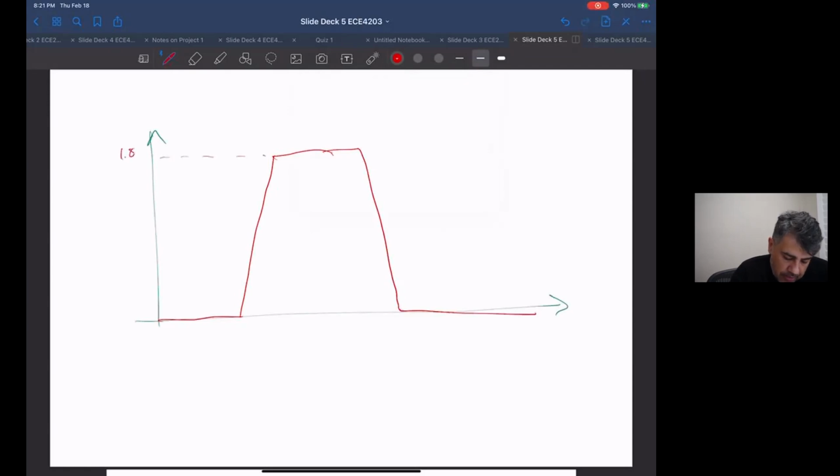This is my input, whatever, 0 to 1.8. And because you have this NMOS transistor, sorry, MOS load, you're doing something like this probably. I'm going to guess. I don't know, does it kind of look like that? Does the output?